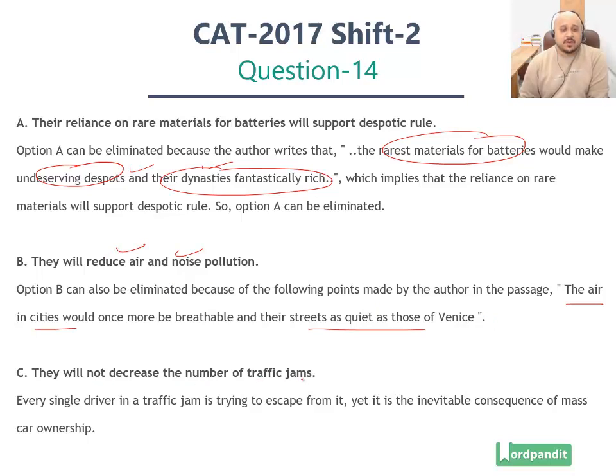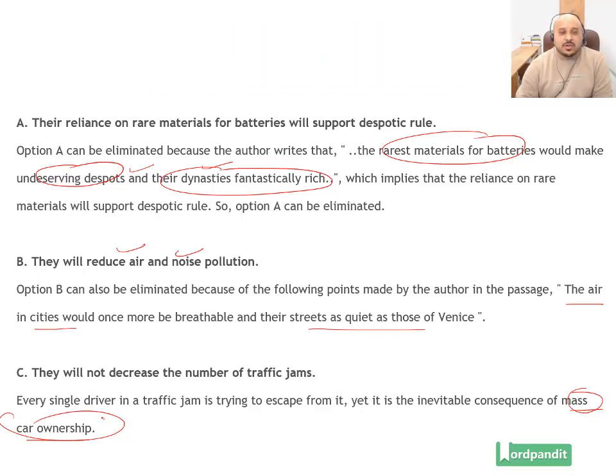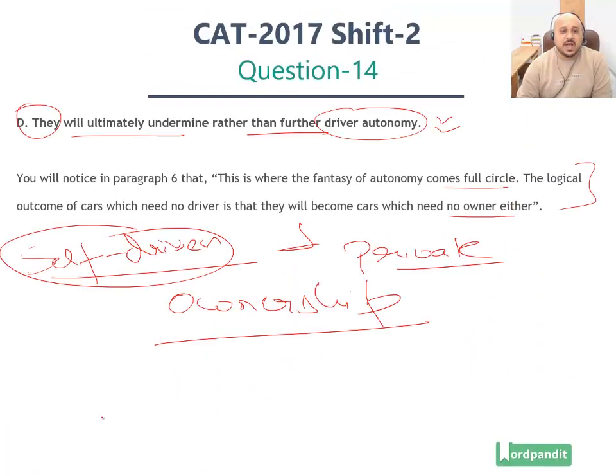They will not decrease the number of traffic jams. Remember, traffic jams are a function of mass ownership of vehicles. So even though electric vehicles are going to help, the author states this as a negative, right? That mass ownership of vehicles is not going to change with electric vehicles. This is another clue for you when he says mass car ownership is not going to change. This again further tells us that driver autonomy is not going to change as such because of electric vehicles. It's only when self-driven cars come into the picture, driver autonomy is going to get impacted.